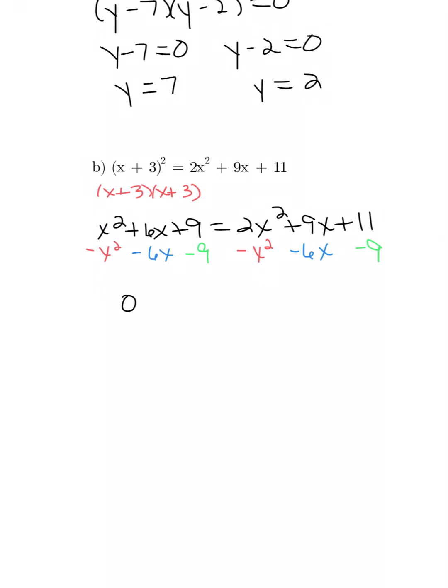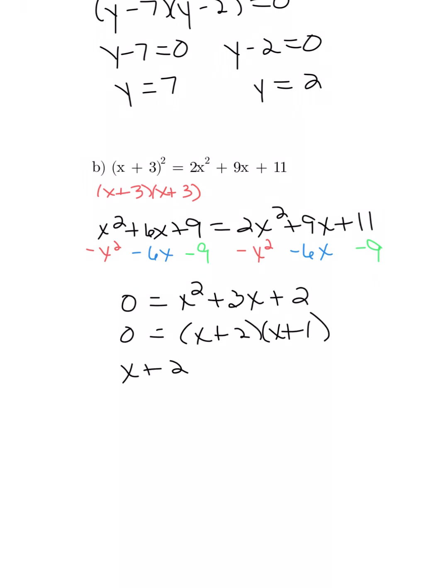Now we have 0, because we subtracted everything from the left side, equals 2x squared minus x squared is x squared. 9x minus 6x gives us 3x, and 11 minus 9 gives us 2. This factors into x plus 2 times x plus 1. Set each of those factors equal to 0, and then solve each. For the first quantity, we get x equals -2. For the second, we get x equals -1.